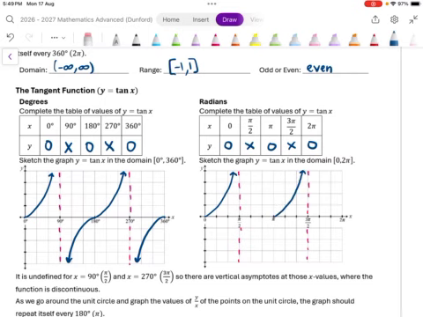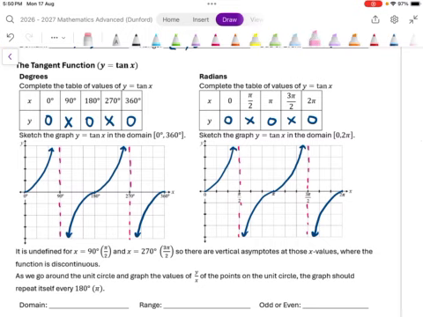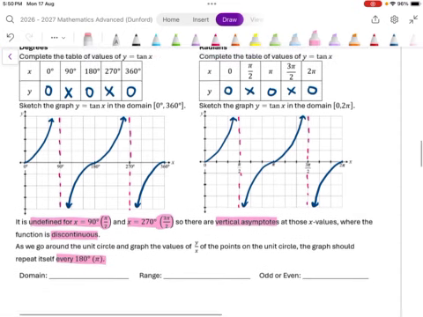Now, we looked at how to sketch these trig functions back in year 10, so I'm hoping that you are familiar with them. So we have an undefined for x equals 90, which is pi on 2, and x equals 270, which is 3 pi on 2. So we have our vertical asymptotes at those x values where the function is discontinuous. As we go around the unit circle and graph the values of y on x at the points on the unit circle, the graph should repeat itself every 180 degrees or pi.